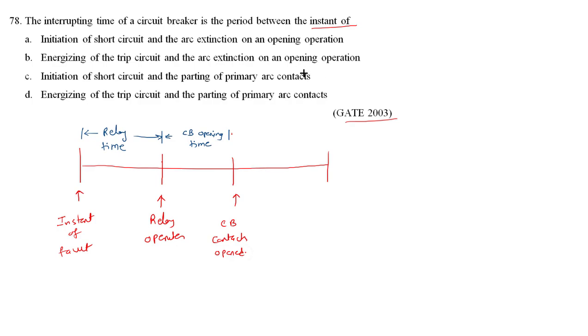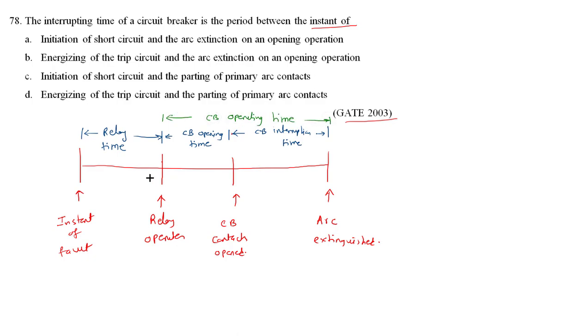Now we know that after opening the circuit breaker contact, there will be production of arc. After some time that arc will be extinguished. So at this instant the arc is extinguished. This particular time is the interruption time, circuit breaker interruption time, arc interruption time. Now these two, that is circuit breaker opening time plus circuit breaker interruption time, together will be called the circuit breaker operating time.